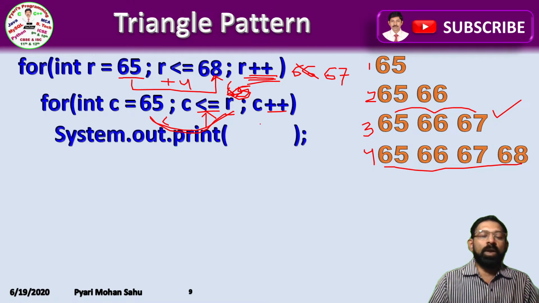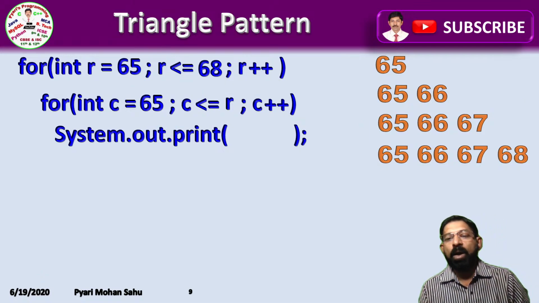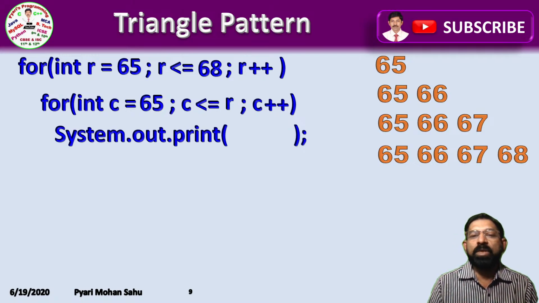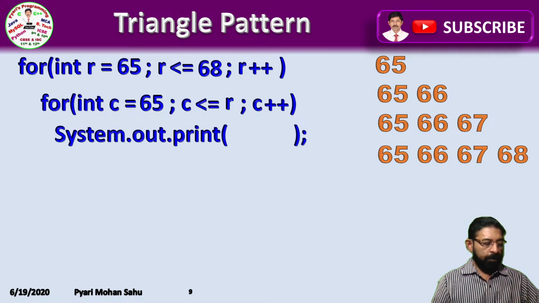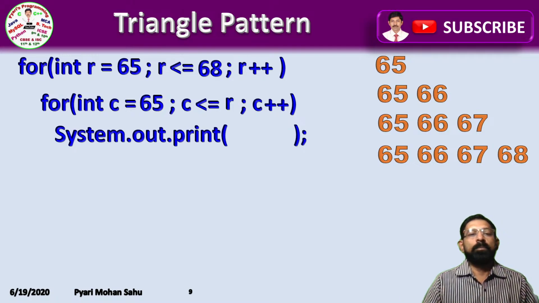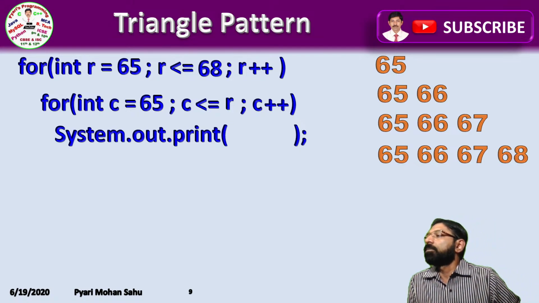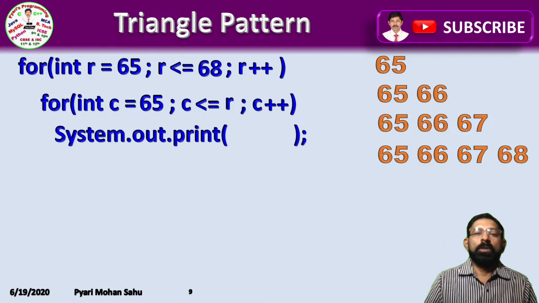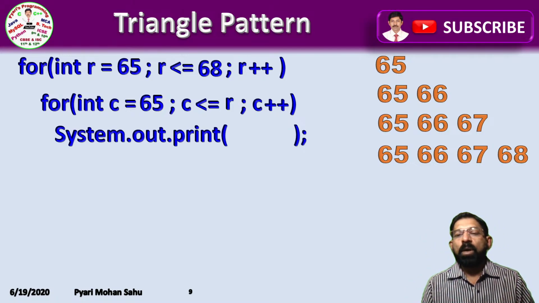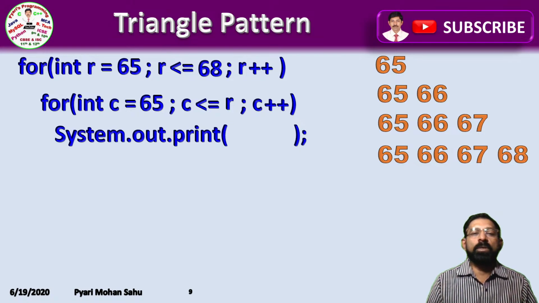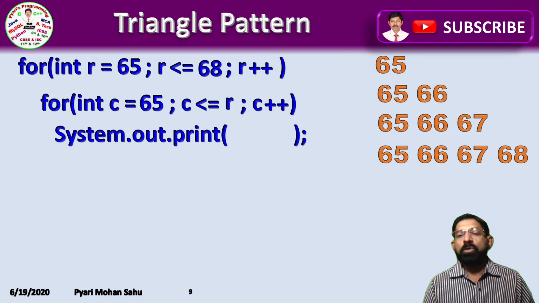Display. Which one will I display? Now it is your turn. You will say which one we need to display. If it is row based, then I will display R. If it is column based, then I will display C. Which one do I need to display? R or C? If it is row based, I will display R. If it is column based, I will display C. Now it is your turn.